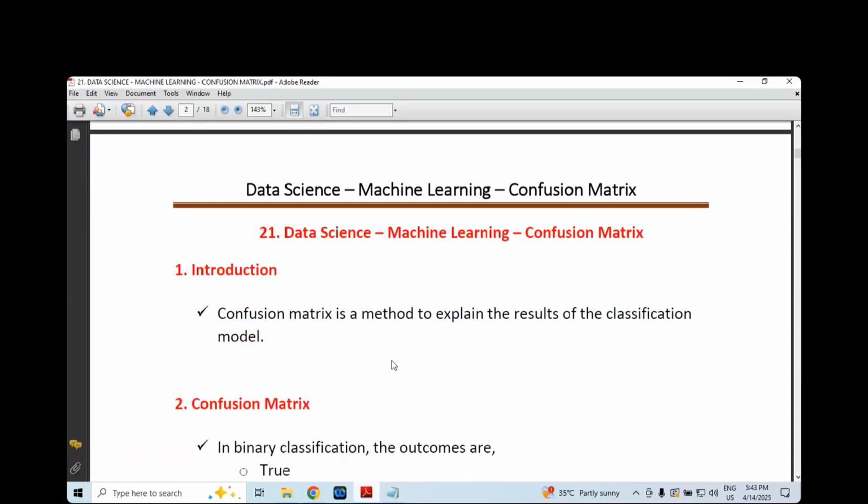Good. Confusion matrix is a method for what? To explain the result of a classification model. To explain the result of what exactly? Classification model.